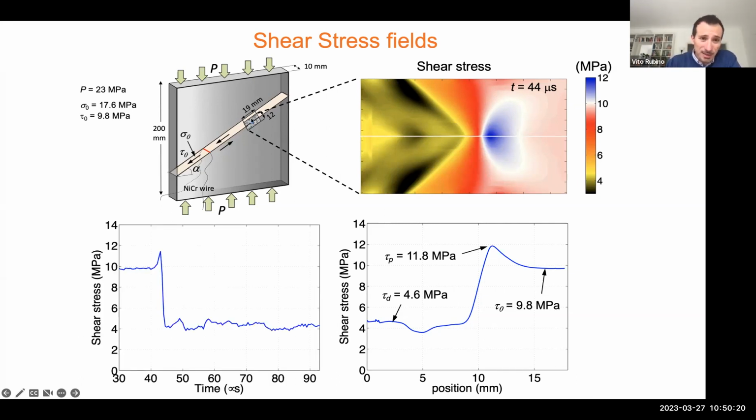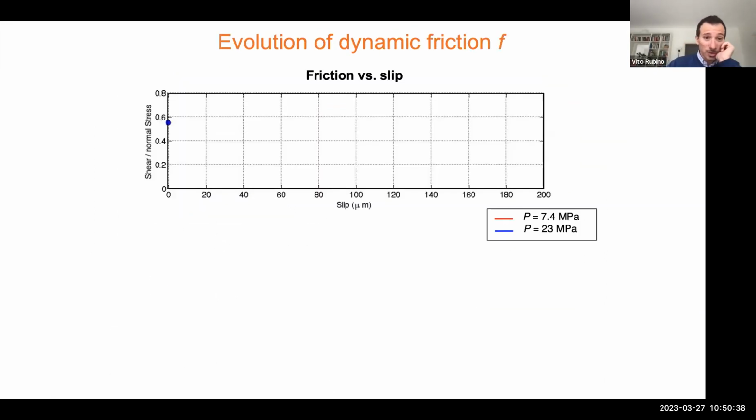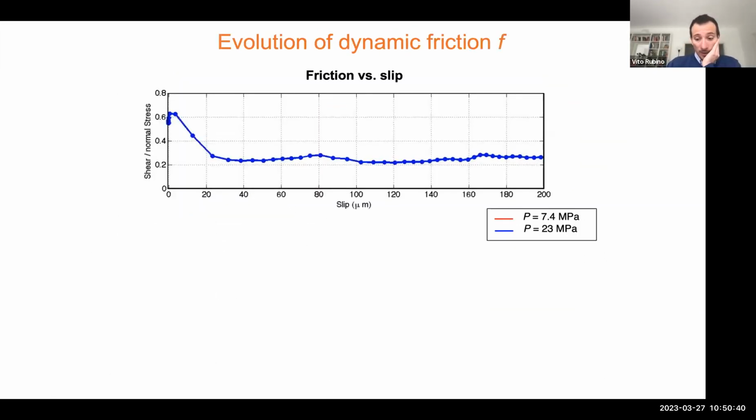We can also track the time history of the shear stress at a given point along the interface, and we can do the same for the normal stress. And then we can compute the ratio and plot the ratio of shear and normal stress with key quantities, such as, for example, slip. So if we do that, what we see is the following.